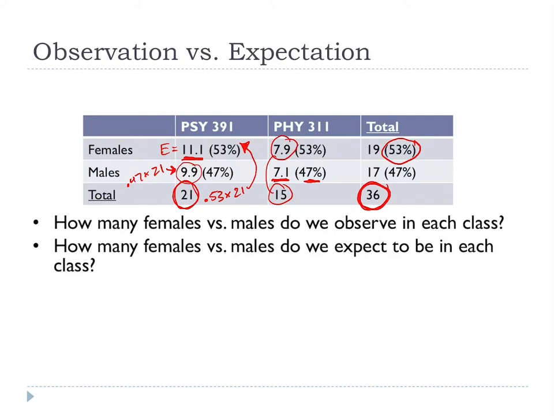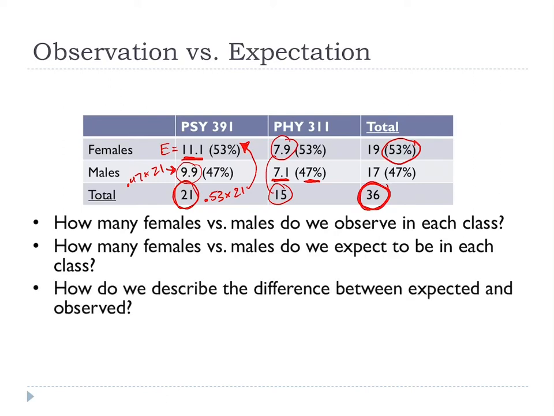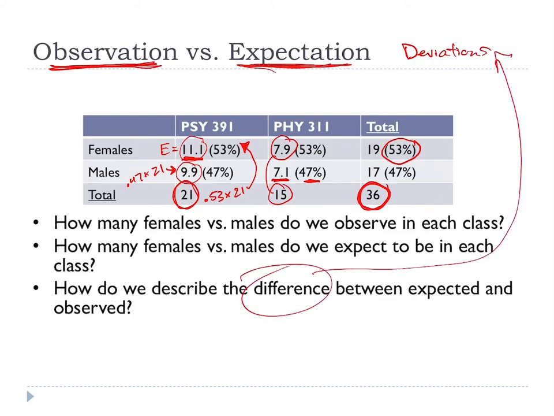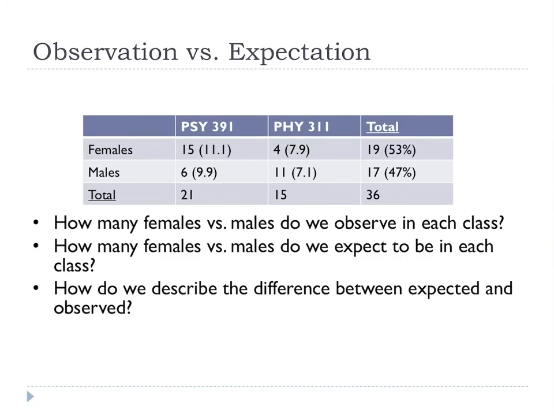So the next thing to ask is, how would we describe the difference between the expected and the observed? Remember, the three components of statistics are our observations, those are the actual numbers in each class, our expectations, that's what we calculated here, and the deviations. This difference is called a deviation, the difference between our observation and our expectation. O minus E equals our deviation.